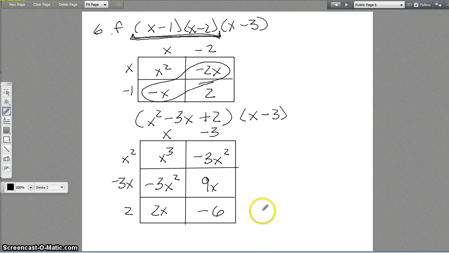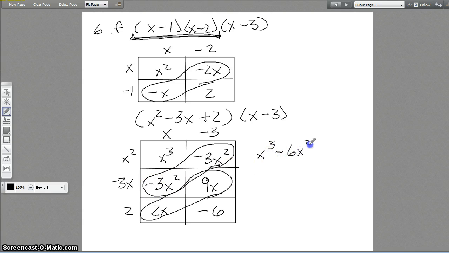Okay, so now it's time to add all of this together. Notice that these two terms in these diagonal boxes are both x squared terms, so they can be added together. And these terms in these two diagonal boxes are both x terms, so they can be added together. So I'm going to start off on the top left, and I have x cubed. And then I have negative 3x squared minus 3x squared. That is negative 6x squared.